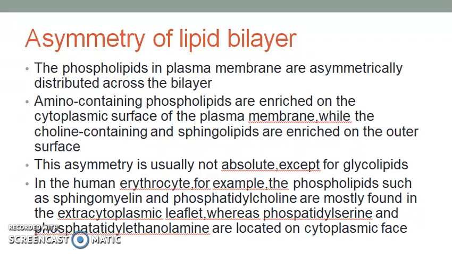the glycolipids. And in human erythrocytes, for example, the phospholipids such as sphingomyelin and phosphatidylcholine are found in the extracytoplasmic leaflet, whereas the phosphatidylserine and phosphatidylethanolamine are located on the cytoplasmic face.